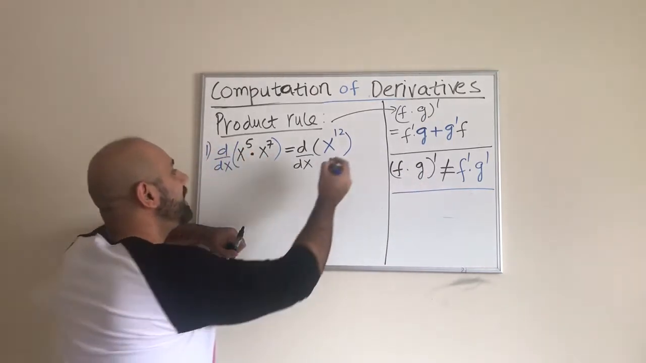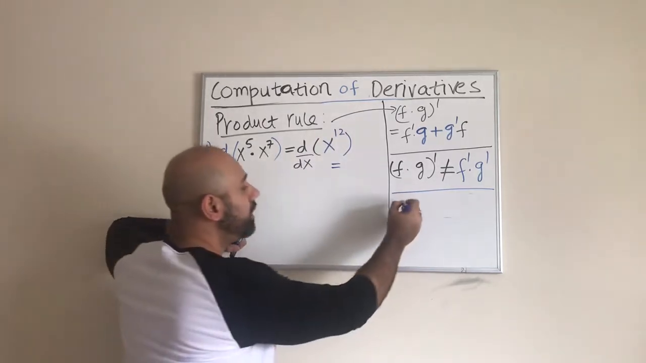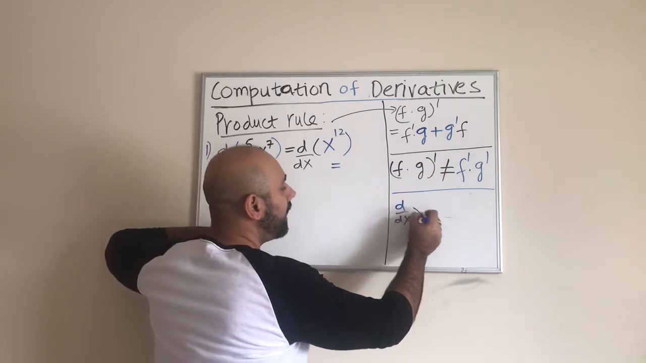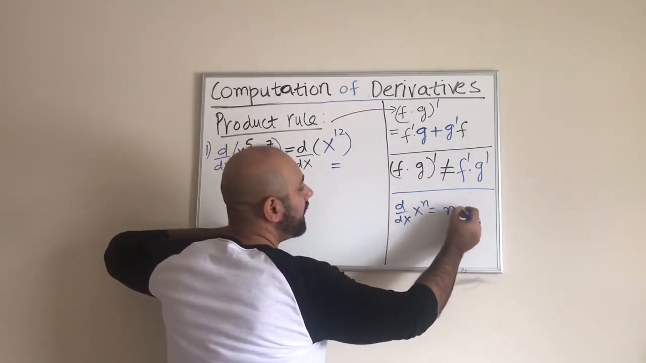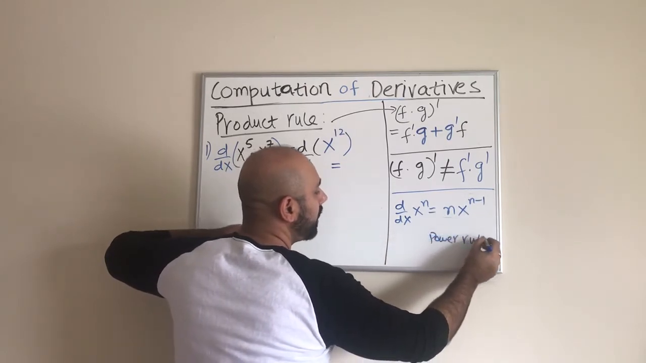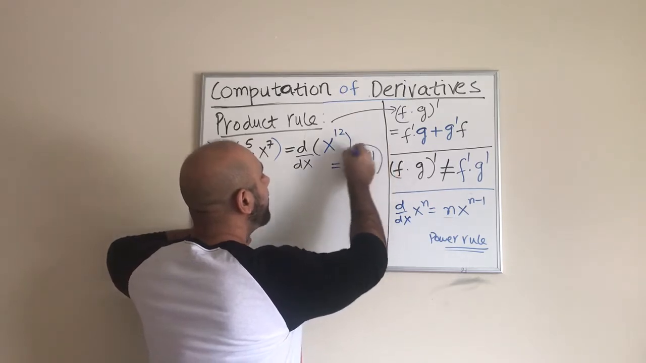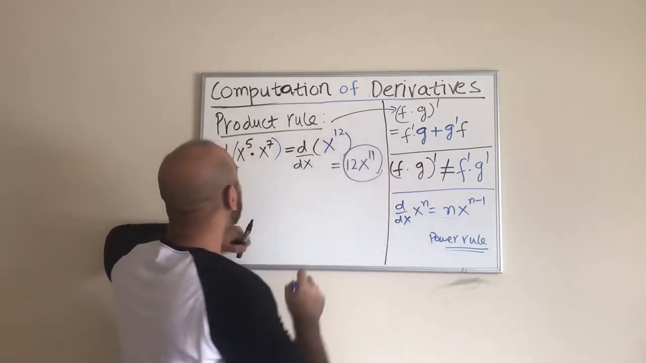Guys, then the second step is just simply using the power rule. It's very simple, x to the power n form, right? We know the derivative of x to the power n is what? Using the power rule, it's n times x to the power n minus 1. That is called the power rule. We are already supposed to know that. So it's going to be 12x to the power 11, right? That is going to be the derivative of this function.